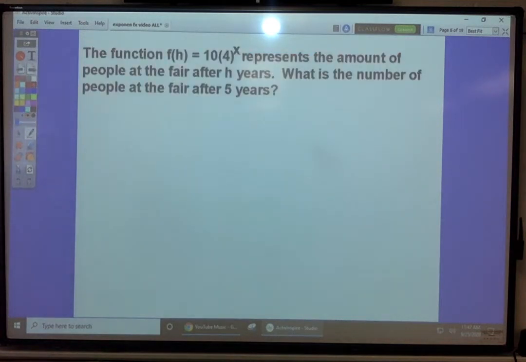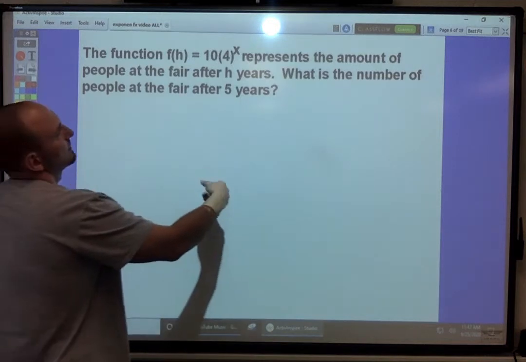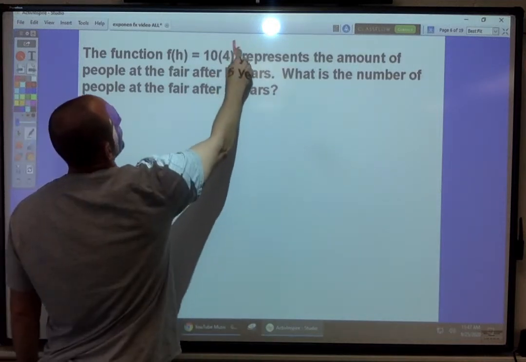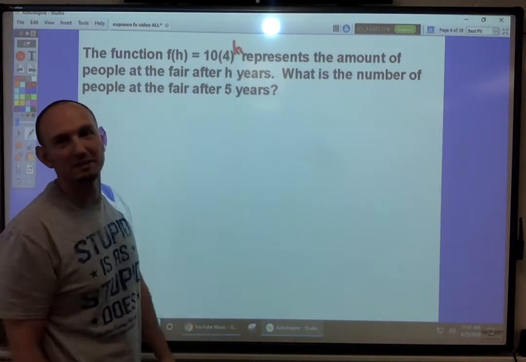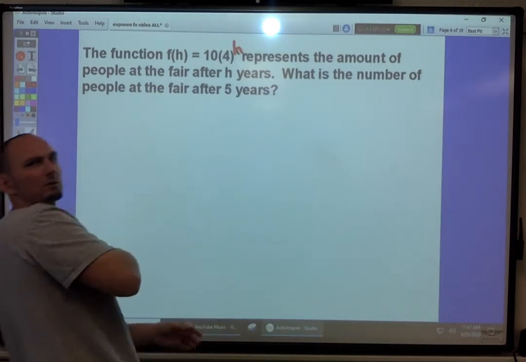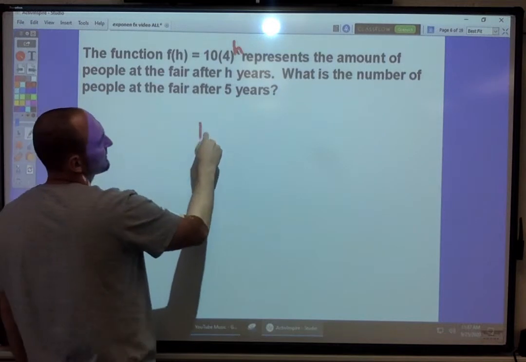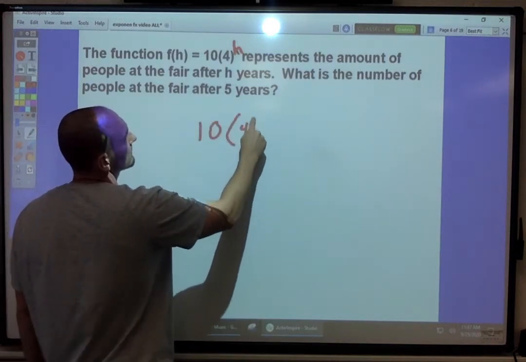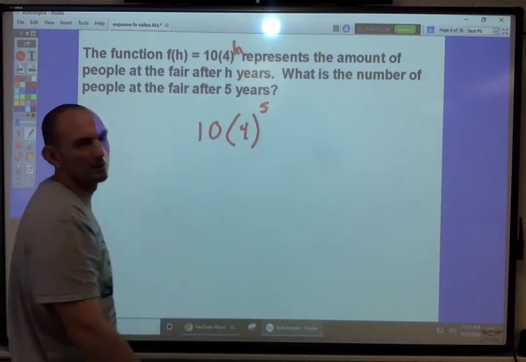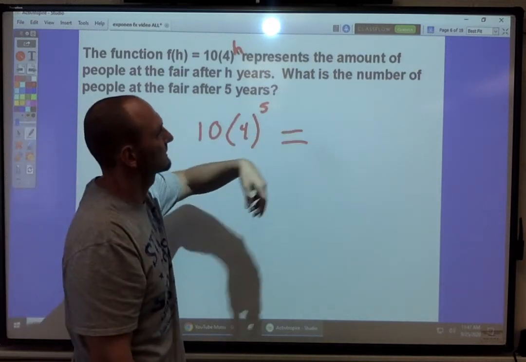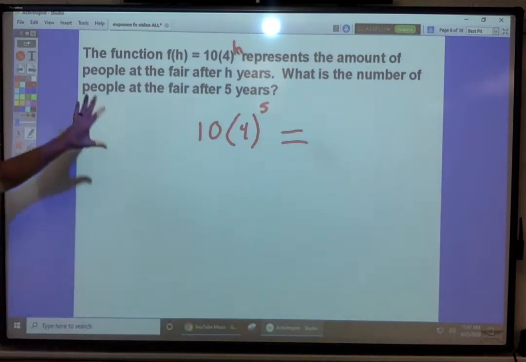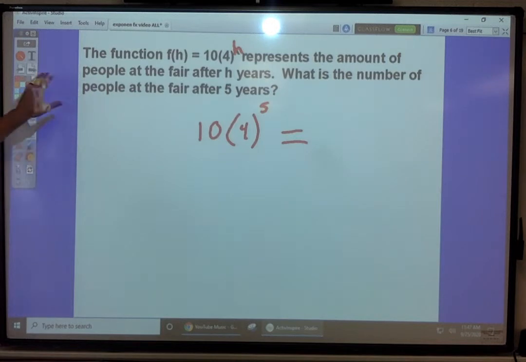So, pause it, read it. I'm going to go ahead and answer it. What is the number of people at the fair after 5 years? Well, I tell you that H is the number of years. That's a typo. Jared did that. He just hit me. You seen it. So plug in 5 up there in our calculator. 4 to the 5th power. Whatever this number is how many people it'll be. So I'm actually asking you just to evaluate the function and plug in a number.